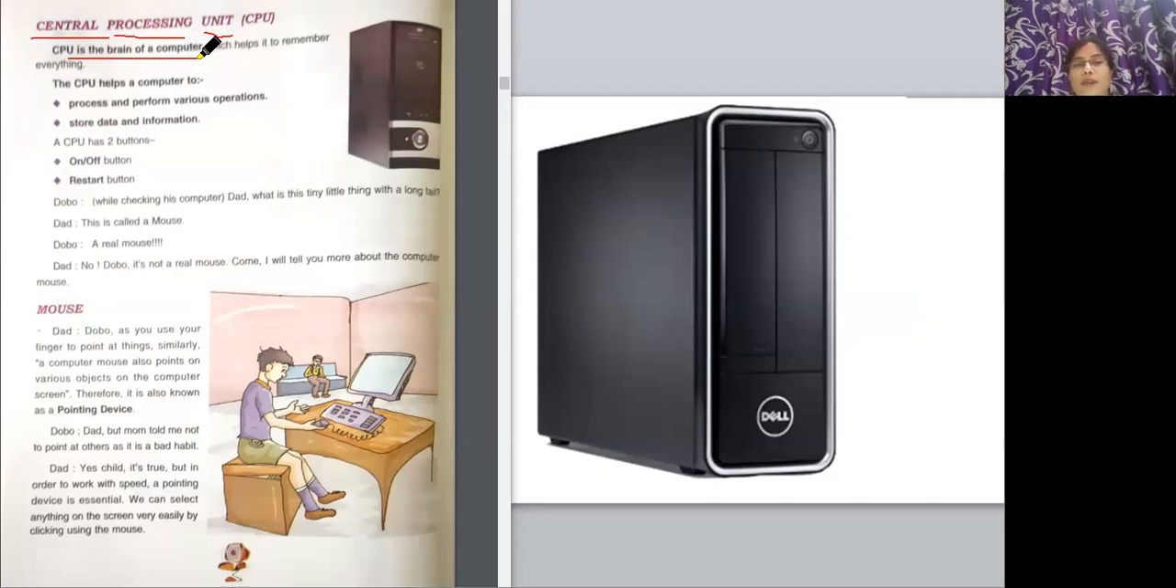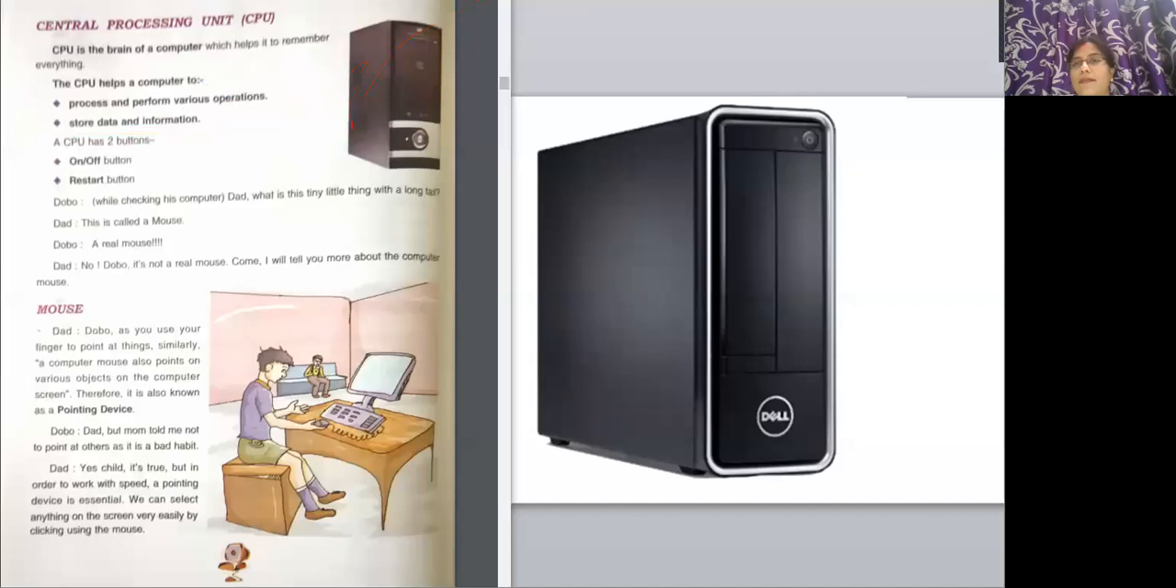This is the part of the computer which does all the calculation, which actually remembers and stores all the information inside it. The CPU helps a computer to process and perform various operations, not the doctor's hospital operations, but the instructions or commands which we give it. Those commands are performed by the computer, and it is the CPU which does all these things. CPU also stores the data and information. It has memory power, like how we have our brain. The CPU also has a brain inside where it stores all the information.